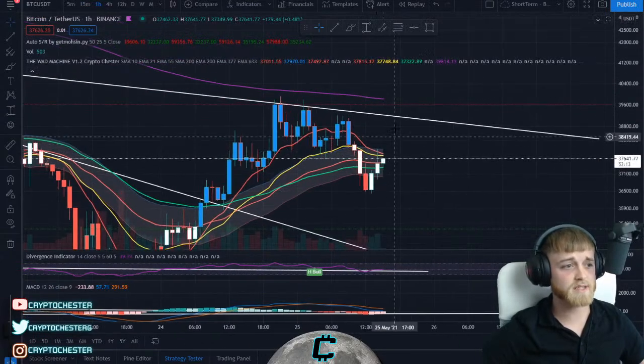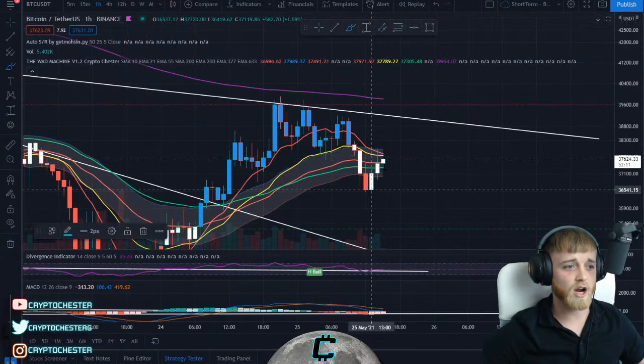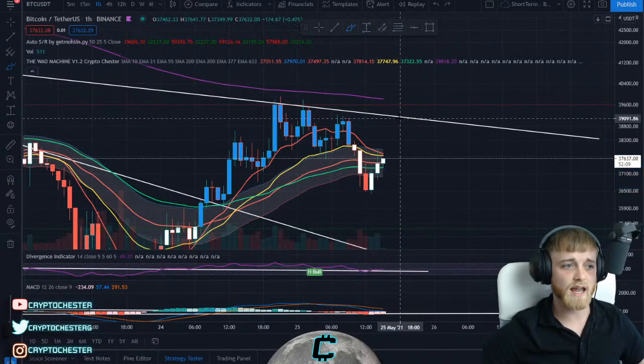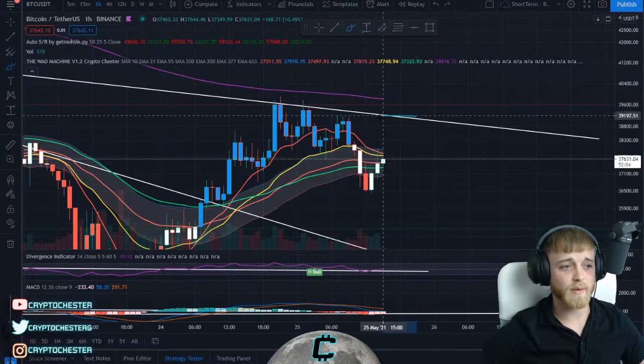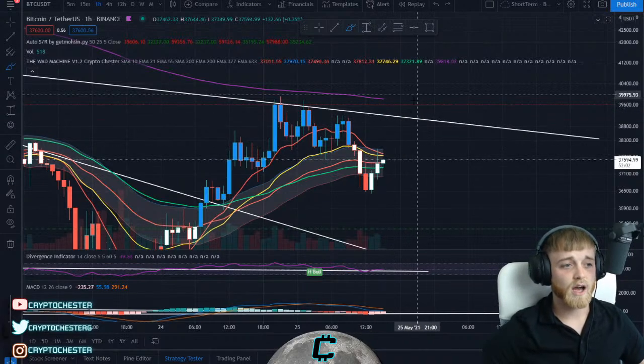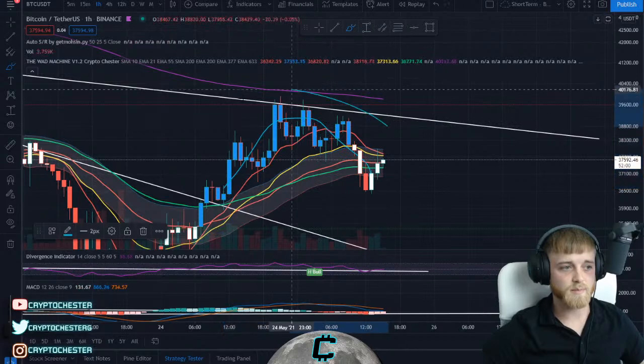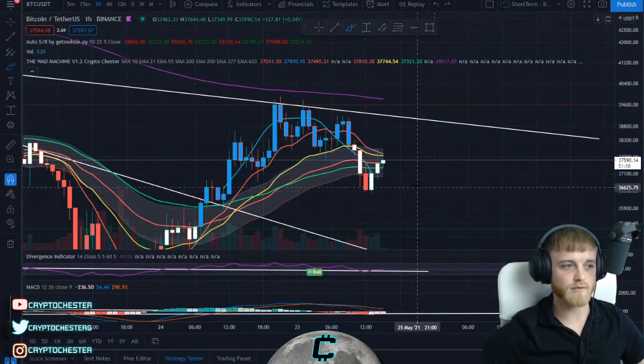Yeah, so I think target-wise for Bitcoin at this point in time, if we are going to progress to the upside, this is going to be the target, and I do think we are going to see some resistance here around 39.1. Hopefully we can get there. If we can get there, that would be ideal, because that would look a bit more healthy in terms of this being an actual recovery and not just a trend reversal, right?